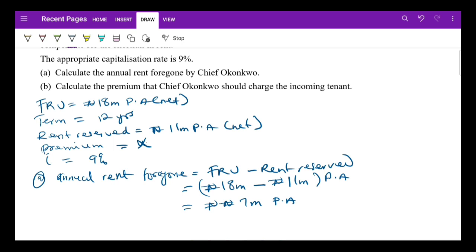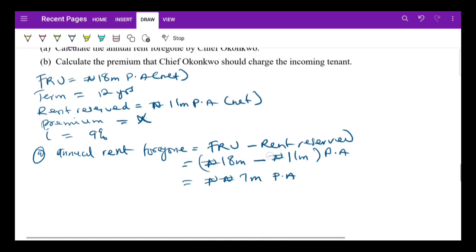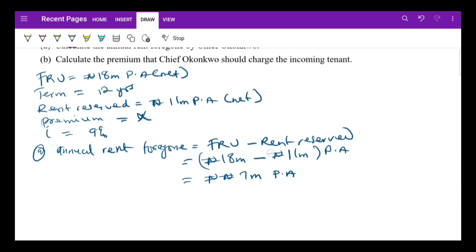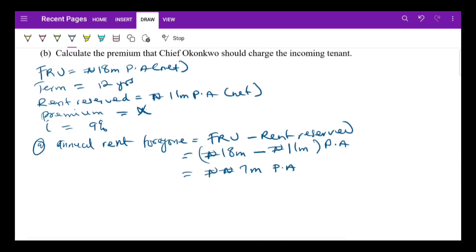So the next question now says we should calculate the premium that Chief Okonkwo should charge the incoming tenant. So based on what we said earlier, that the rule of thumb is that his proposed interest should not be worse off than his present interest. So if he was getting FRV, he would have been getting 18 million naira. But now because he's getting lower than FRV, he's getting 11 million naira. So how much should he charge upfront so that he's not at a loss?